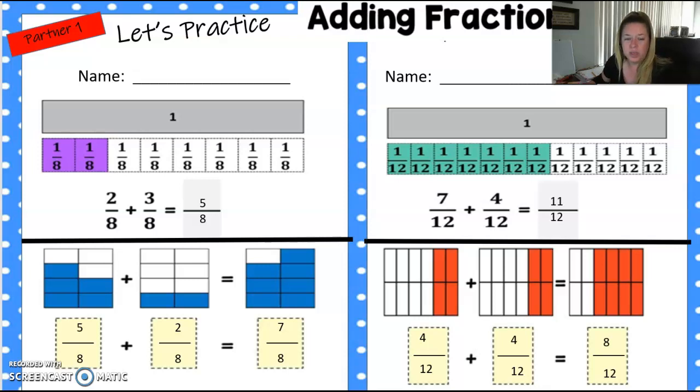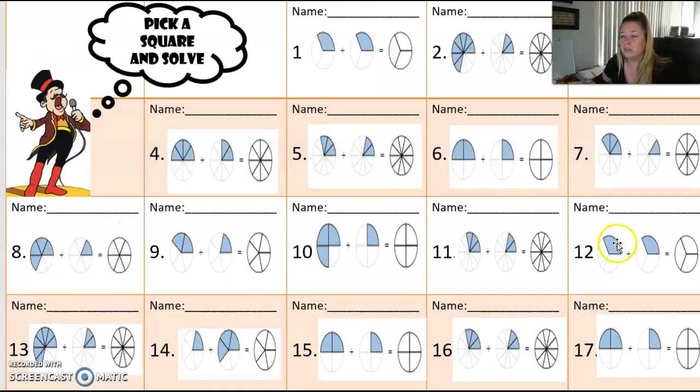And lastly, if you would like, you can go ahead and pause this and give yourself some additional practice adding fractions. You can do 1, you can do 2, you can do all 17. It is up to you.